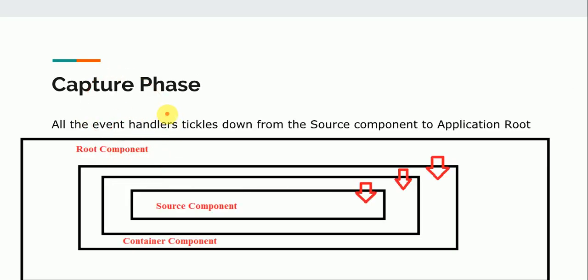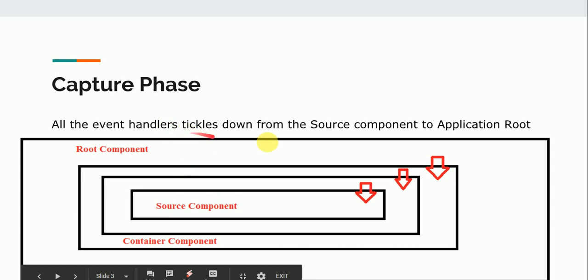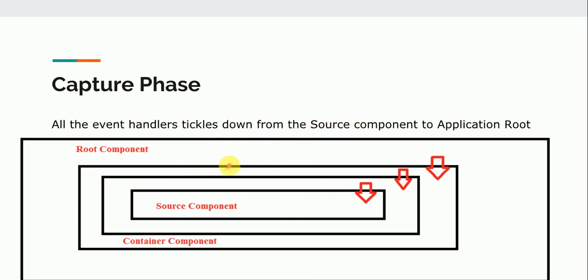The capture phase trickles down from the source component to the application root. That means the source component that is firing the event will first trigger all the event handlers that are identified as capture phase, and then it will go for the bubble phase. Let's say this is the root component. It will first check whether the handler on the root component has capture phase or not. If not, then it will check the component inside that root component, and then the components in the containment hierarchy.